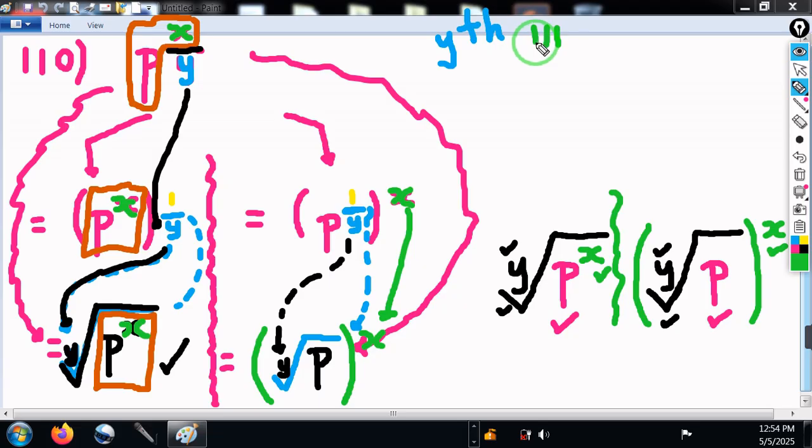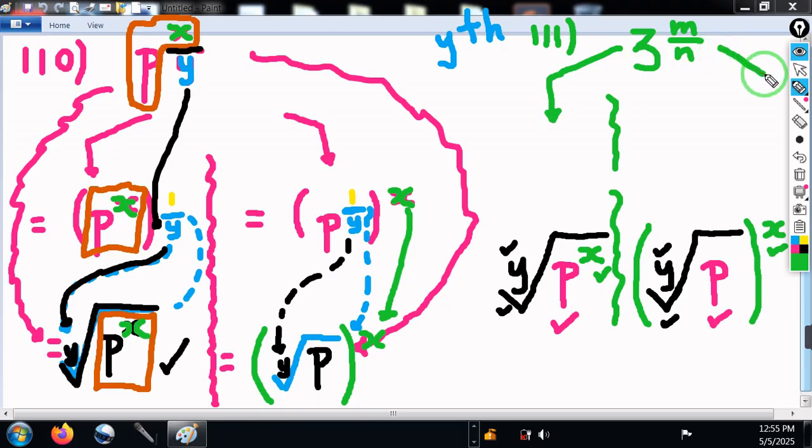That's a nice number. And the thing is, they want 3 to the power of m over n. That's nice. 3 to the power of m over n. And we will do it in two ways. Using the left hand side and using the right hand side.